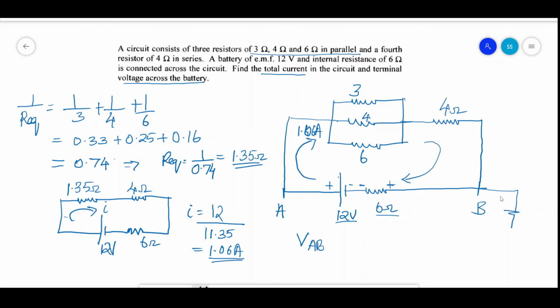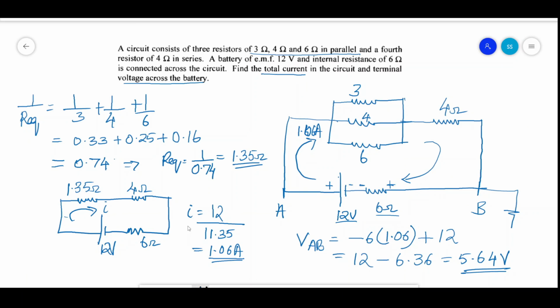So the total voltage of VAB with respect to B would be, as we go from ground to point A, first we have plus to minus, that is drop in potential, that is minus 6 into the current through it, that is 1.06, and there is a rising potential from minus to positive, so that is plus 12. So the total voltage will be 12 minus 6.36, so that is equal to 5.64 volt. So the voltage across the battery will be 5.64 volt.